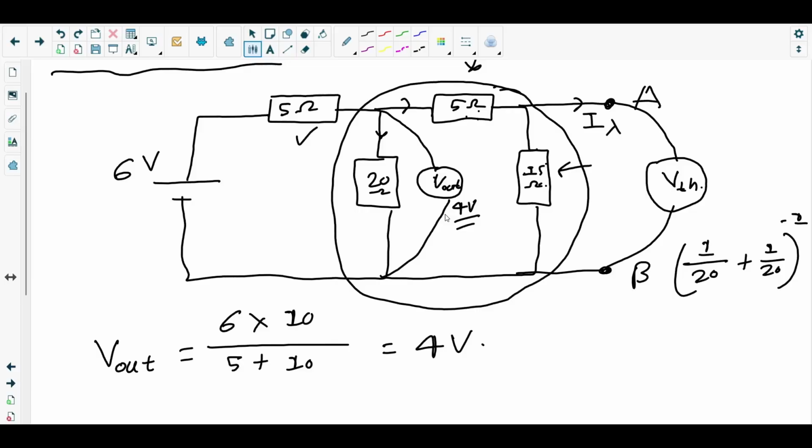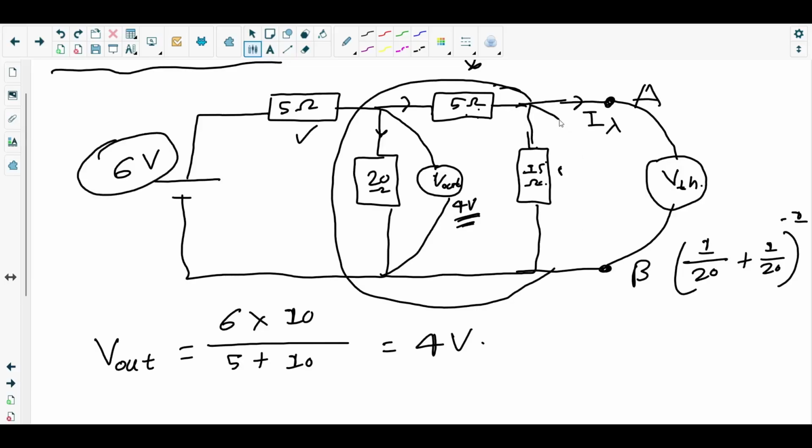Okay, we need to find out the PD. Let me erase this part now. We need to find out the PD across the 15 ohm resistor, that will be the VTH, right? So if we just find out the output voltage across the 15 ohm resistor, we are done. Which will be the VTH.